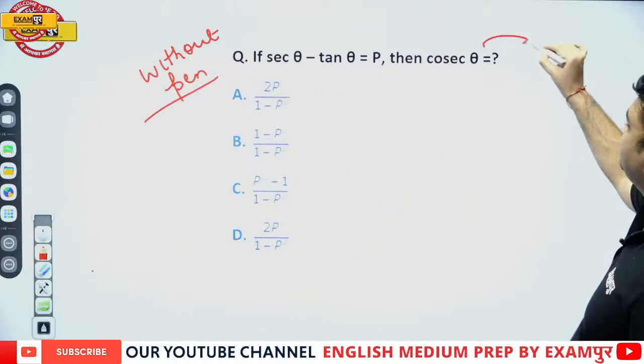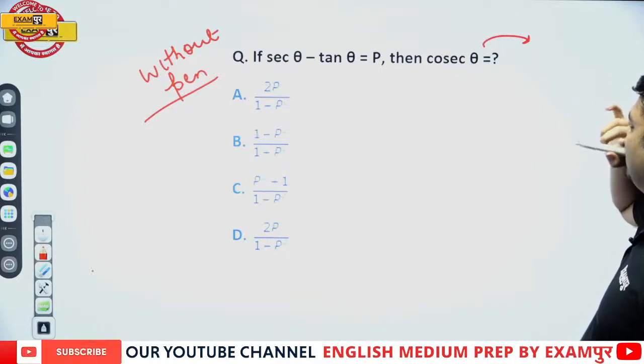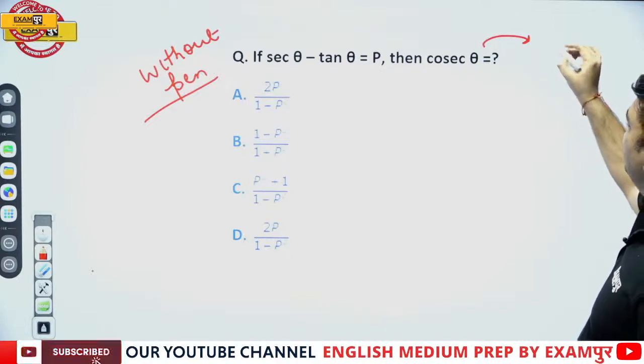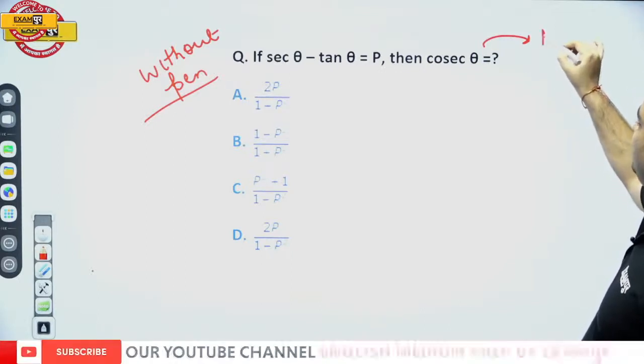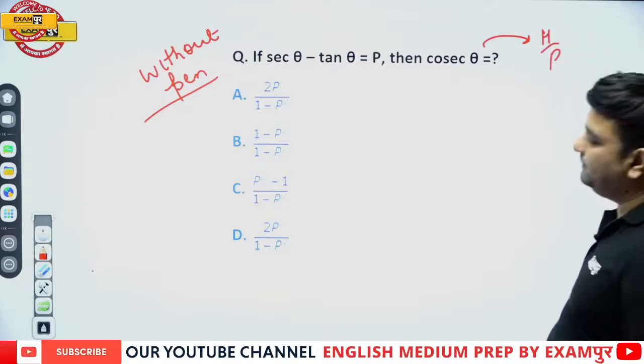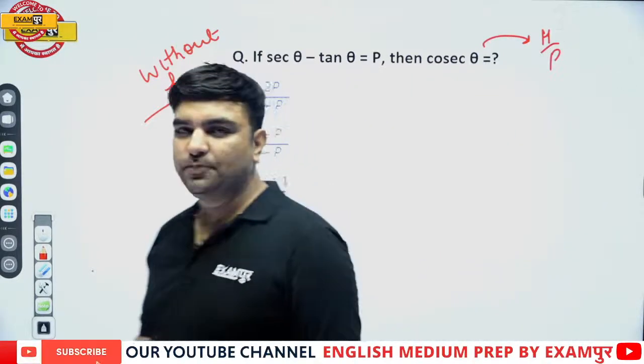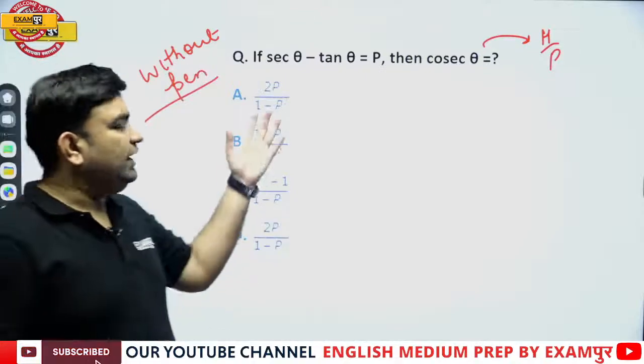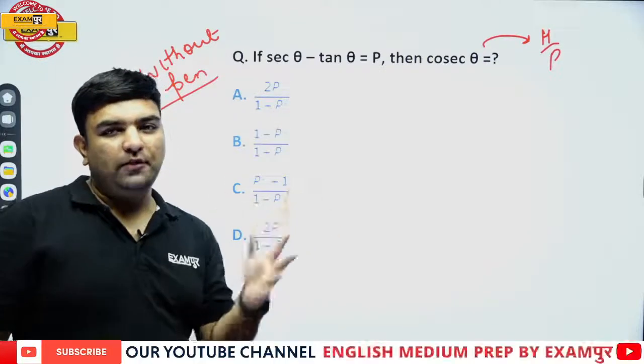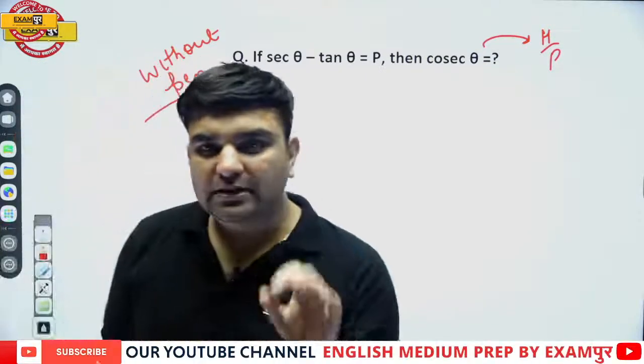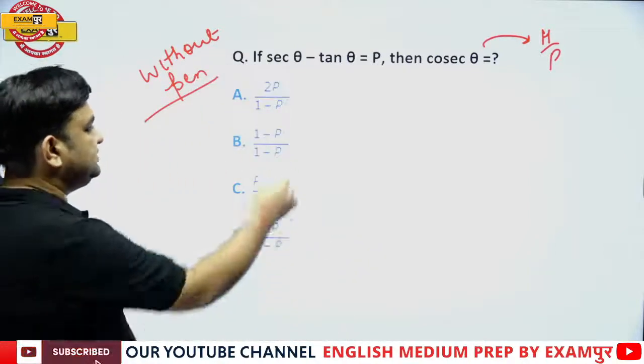Cosec is what? Hypotenuse upon perpendicular. So in the triplet 2p, 1 minus p square, 1 plus p square, 1 plus p square is the hypotenuse.